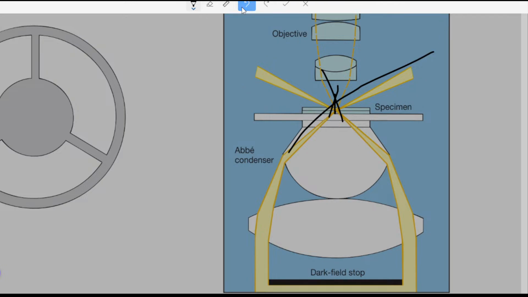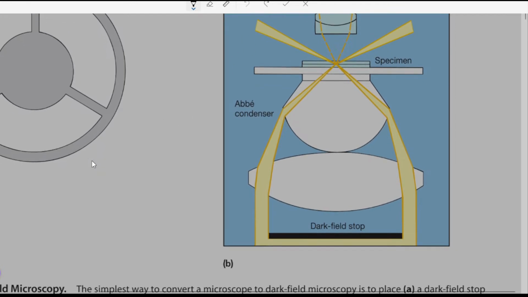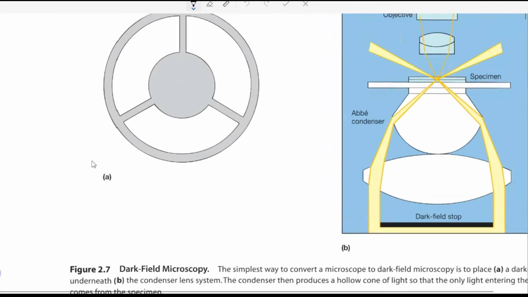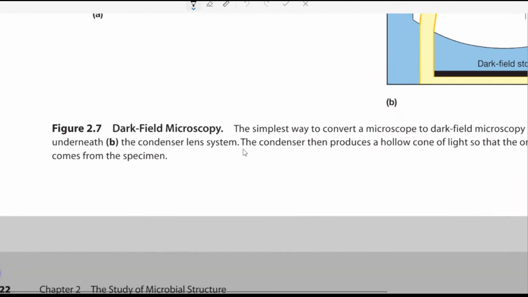So this kind of light is not captured by the objective lens, and when it is not captured by the objective lens, the dark field, you can say the background, actually works. The light which is not even needed, the light which creates a light background, is just thrown out. And I don't know what this wheel is for, so let's see what they say below.